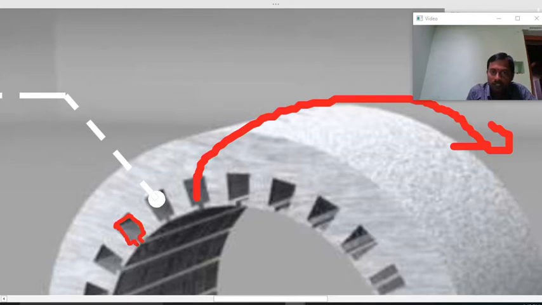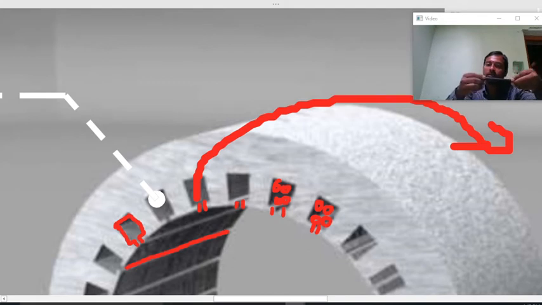So look at this one. These are the gaps. You can see the gaps like this. These gaps are provided to place the winding inside the slots. Inside the slots we should place the winding, so this is the gap. With this gap we can place the winding, like this. We can place the winding into the slots.